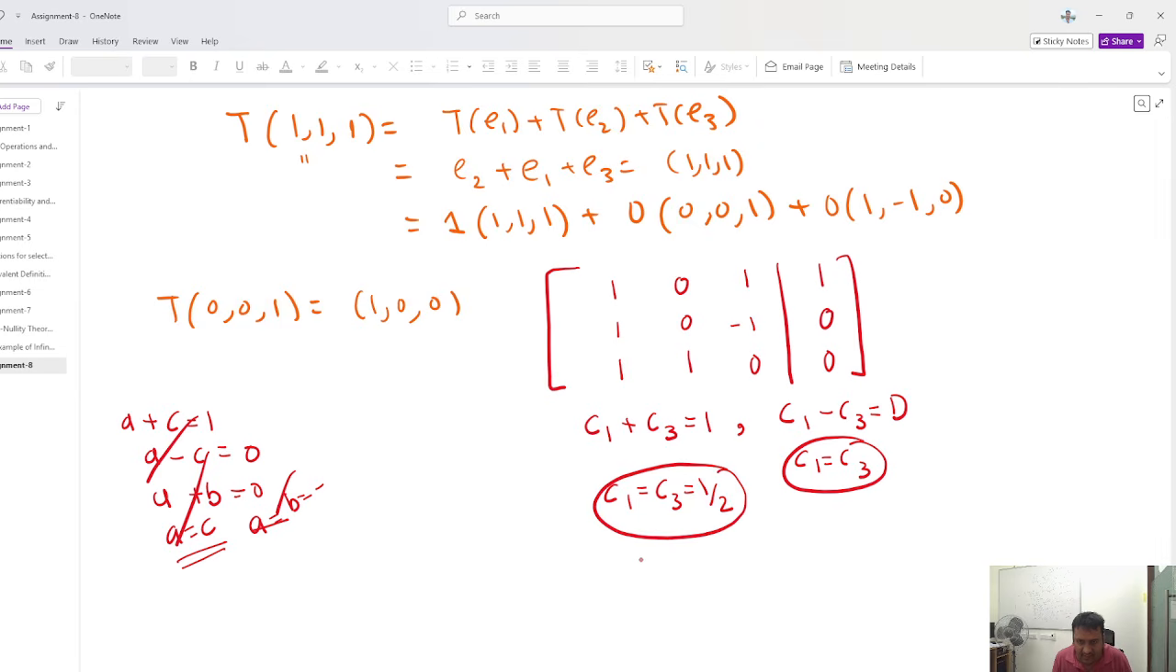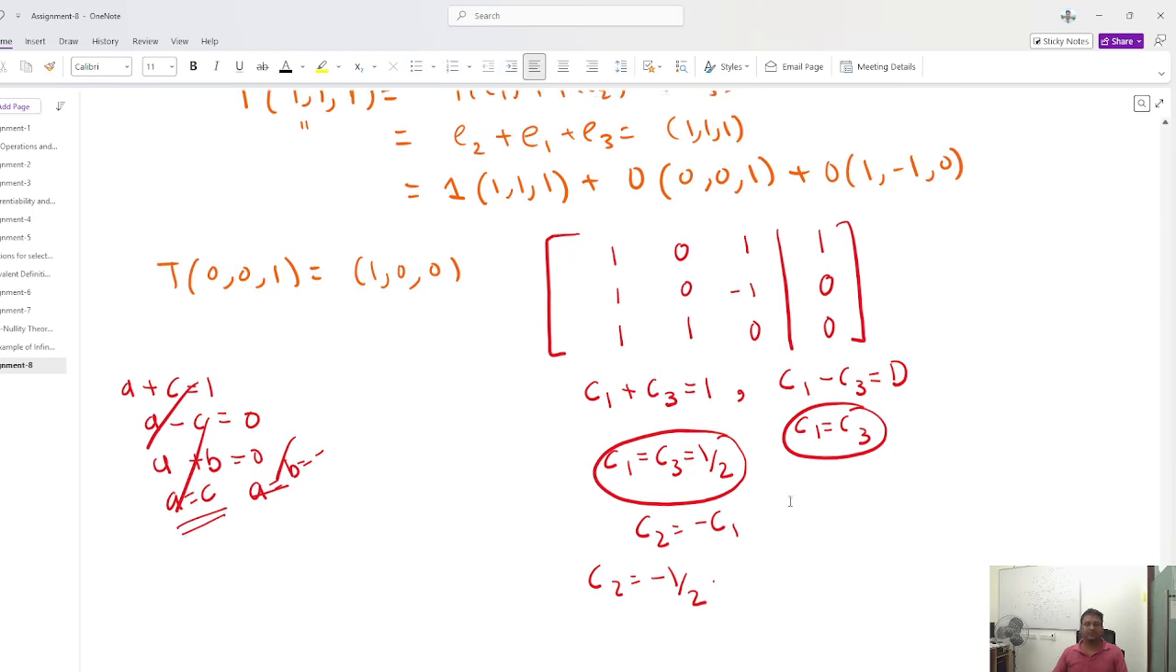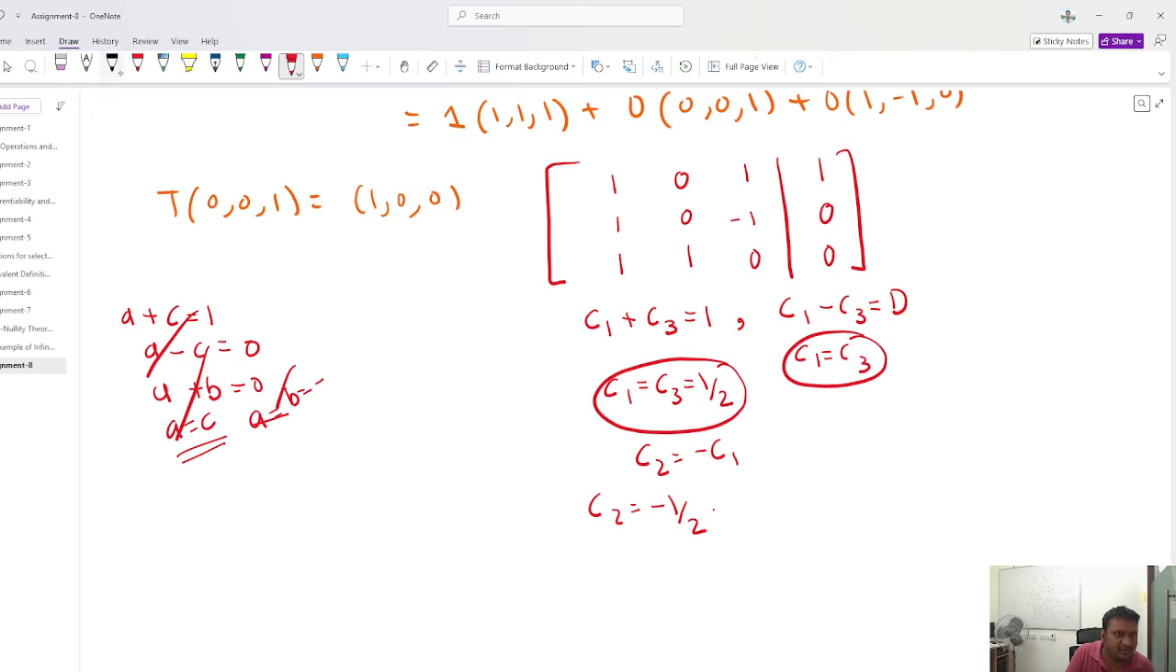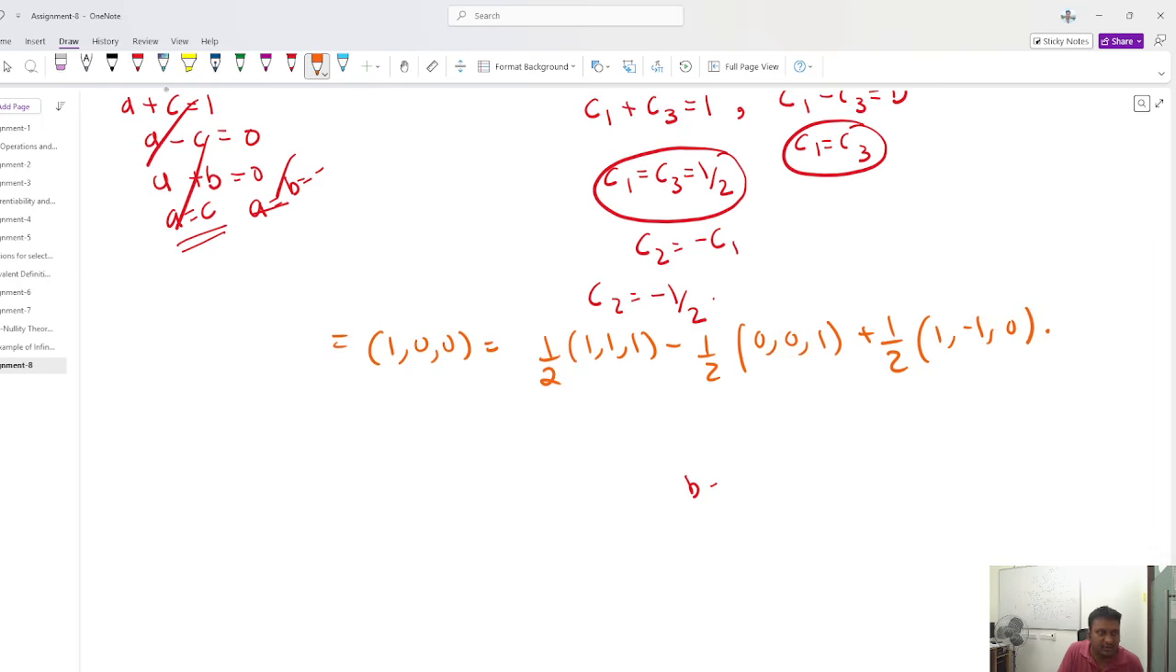And what is B? C2. So C2 is equal to minus C1. Ah, correct only, no? So C2 is equal to minus 1 by 2. Fine. So what we get is, there is no error. I don't know, I was making some calculation mistakes. So this is 1, 0, 0. You can express it as 1 by 2 into 1, 1, 1 minus 1 by 2 into 0, 0, 1 plus 1 by 2 into 1, minus 1, 0. That's all. Now, similarly, you have to do the third vector also.